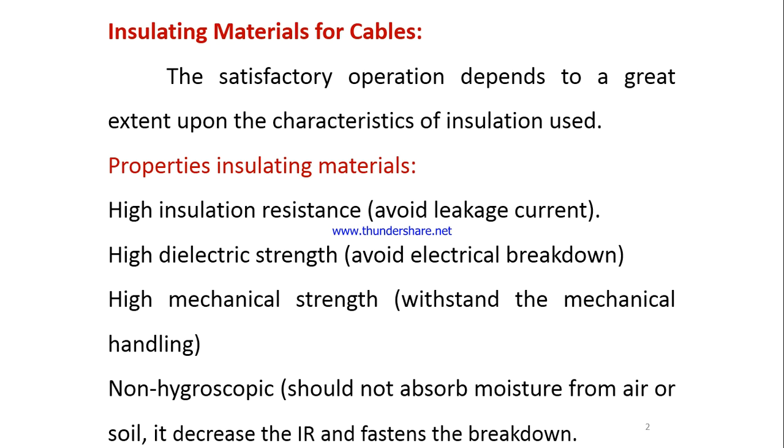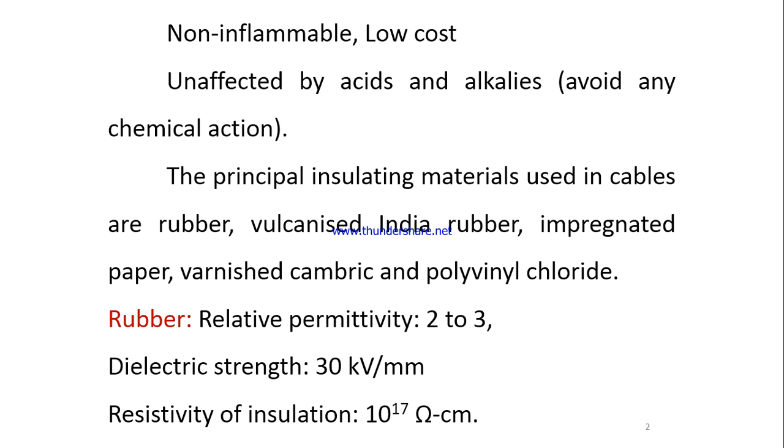Insulating materials should normally have high insulation resistance, high dielectric strength, high mechanical strength, and be non-hygroscopic. They should be non-flammable, low cost, and unaffected by acids and alkalis. The main principle of insulating materials used in cables is that they have to avoid the leakage of current to the ground. Rubber, vulcanized Indian rubber, impregnated paper, varnished cambric and polyvinyl chloride (PVC) can be used.